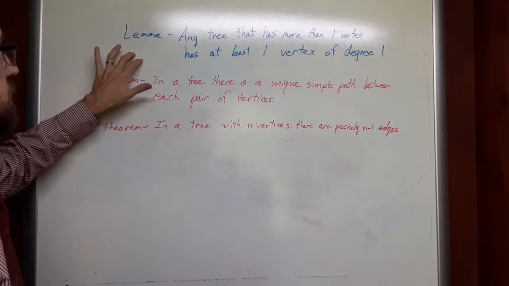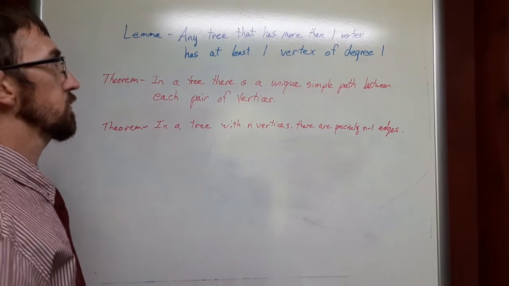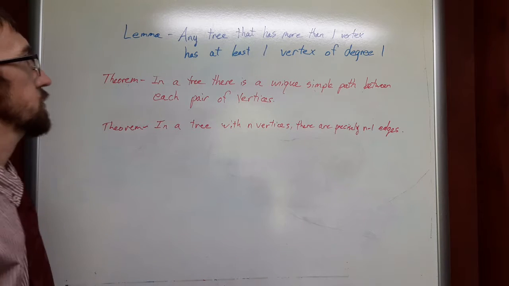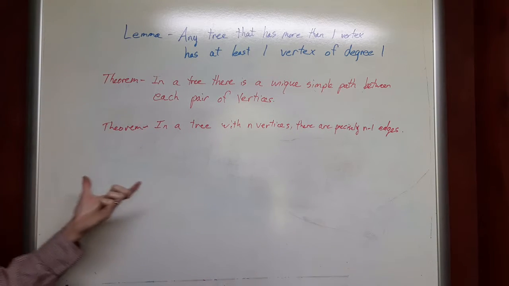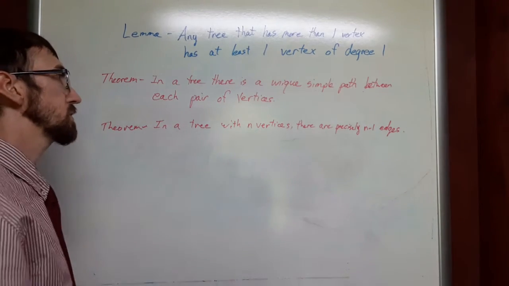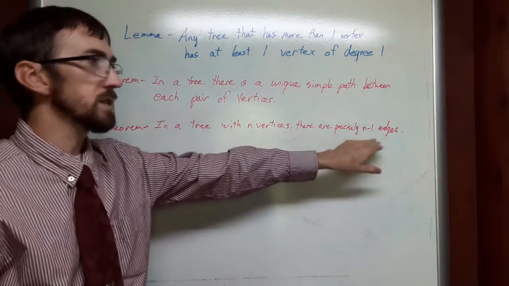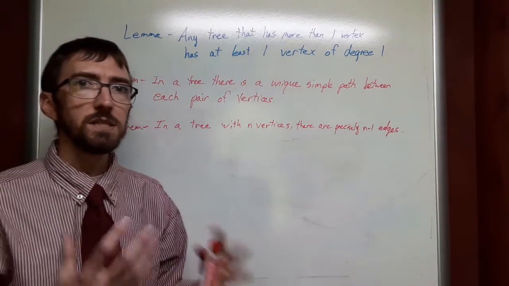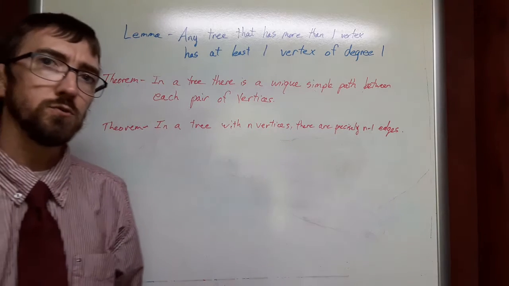So we have a lemma here. Any tree that has more than one vertex has at least one vertex of degree 1. Theorem. In a tree, there is a unique simple path between each pair of vertices. And then this last theorem, out of this set of ideas, I think is probably one of the most important ones: in a tree, if you have n vertices, there are precisely n minus 1 edges. So look at this set of ideas. Can you start to think in your mind, how would you prove any of these are true?